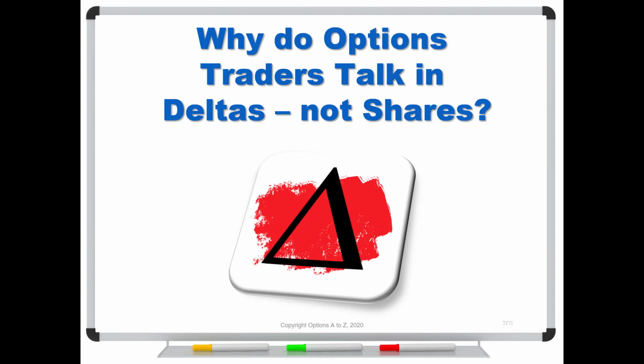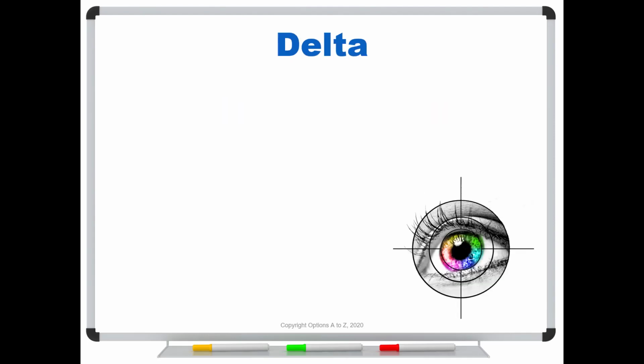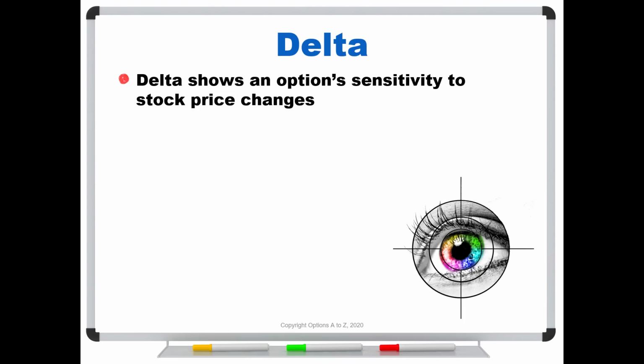Now, if that's a new term to you, there is another video in this forum, actually on all of the Greeks, but you might want to check that one out first to find out a lot of the details about deltas. But first, let's do at least a quick revisit of the concept of delta. Recall that delta shows an option's sensitivity to stock price changes. It's just a mathematical connection.